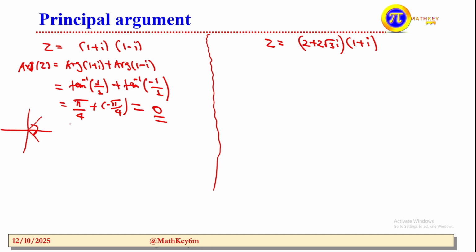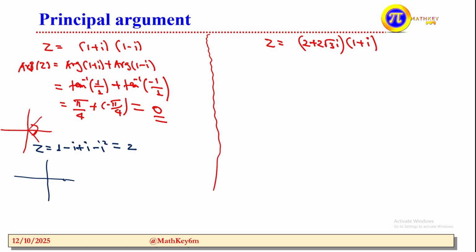By taking the sum of the two, we get the principal argument since it is the product of complex numbers. Or you can simplify it. Let's try to simplify that z. z is equals to, when we take 1 times 1, that is 1, minus 1 times I, that is I, plus I times 1, that is I, minus I squared. For the result, minus I plus I is 0, and 1 minus I squared means that is 2.